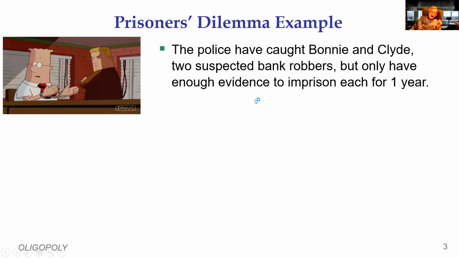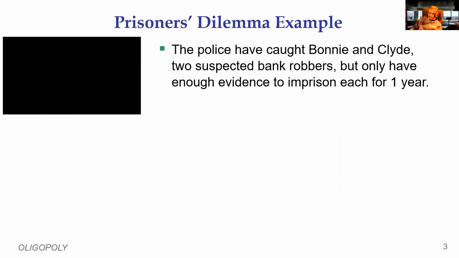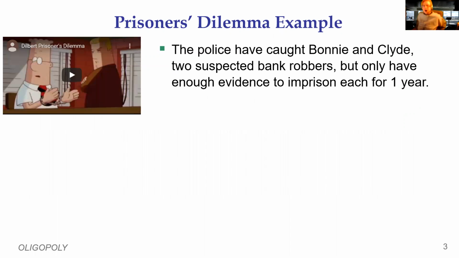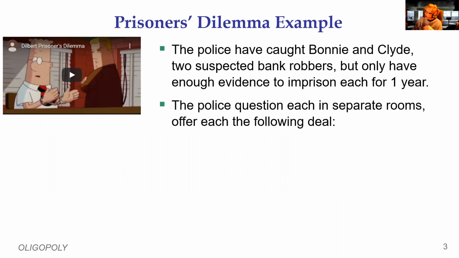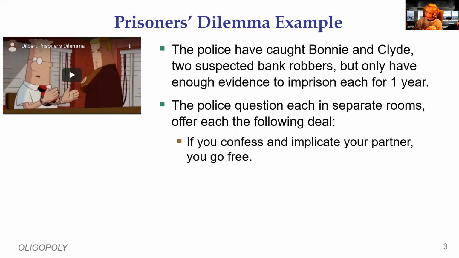Here, police have caught Bonnie and Clyde, 2 suspected bank robbers, but they only have enough evidence to implicate one of them or both of them for a year. If you've ever watched any crime drama, you know the first thing they're going to do is divide and conquer, put them in separate rooms. We're going to offer them a deal. The DA comes in and says, if you confess and implicate your partner, you get to go free. That's a pretty big incentive, right?